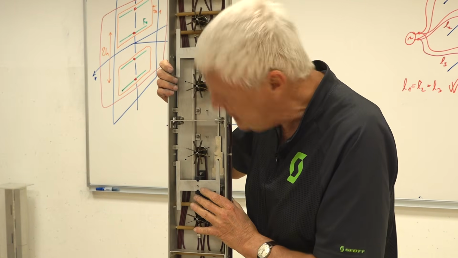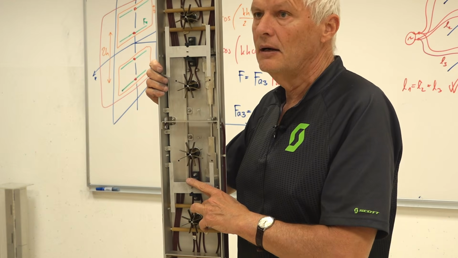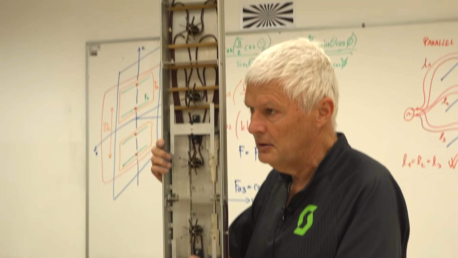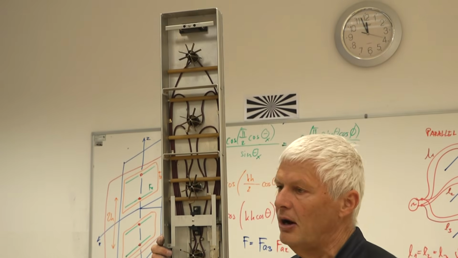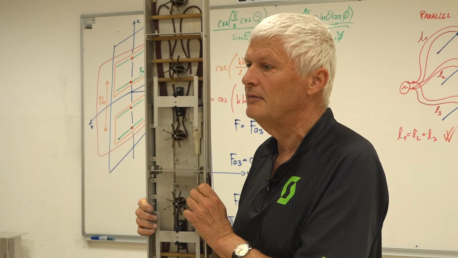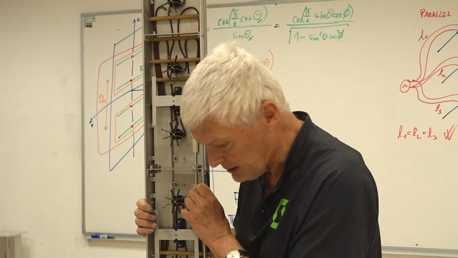So this is a typical 8-element array for a mobile phone base station in the 1.8 gigahertz band. So this is something very, very common today. You see this installed on every tower, on every mobile phone tower, you see installed such antennas.